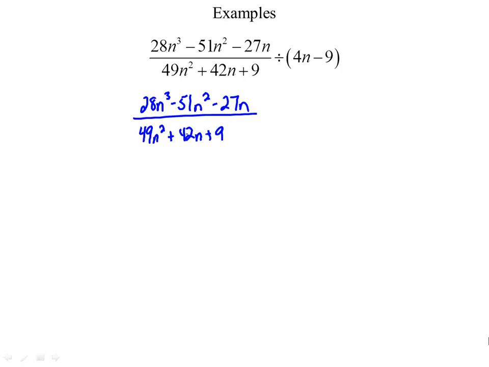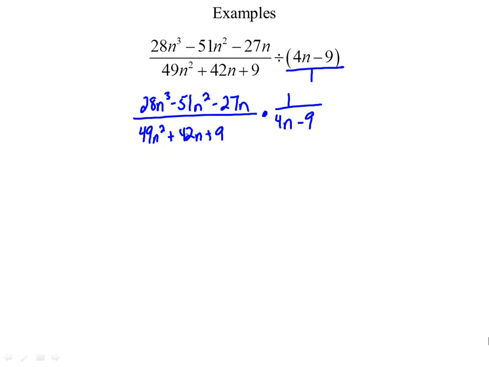And then I'm going to change division to multiplication. And then I have to flip this second fraction. This is like a whole number, and all whole numbers are understood to be over 1. So when I flip it, it's going to turn into 1 over 4n minus 9. So I took care of the division symbol. Now I'm at multiplication, and the first thing I need to do is factor.